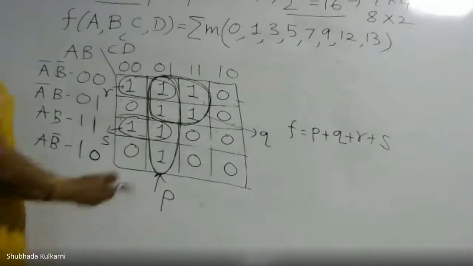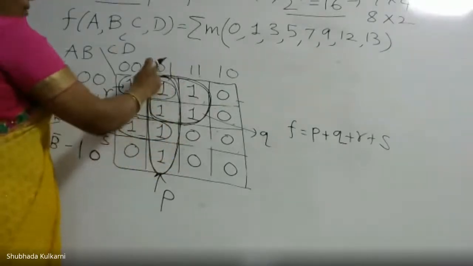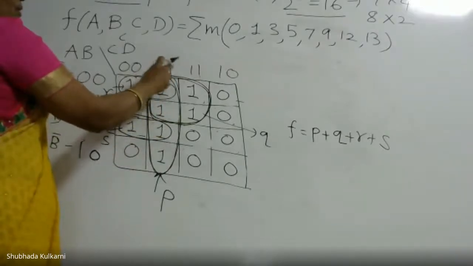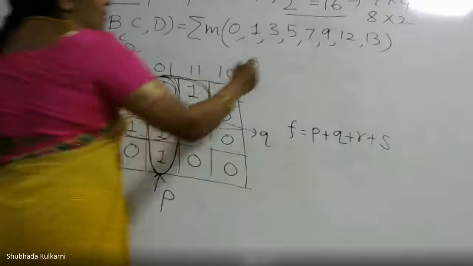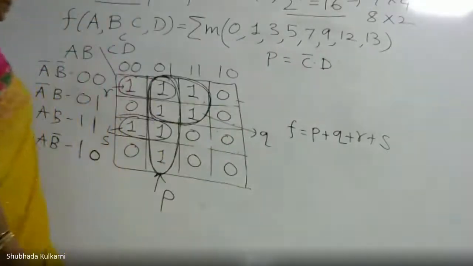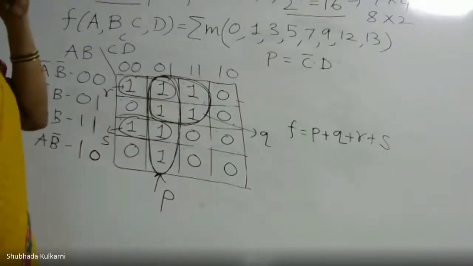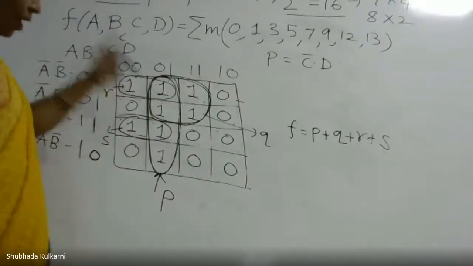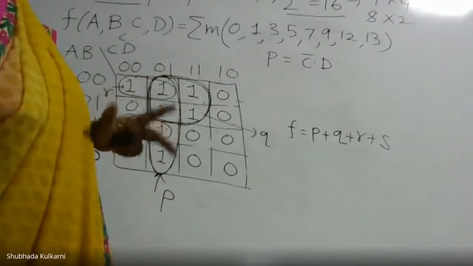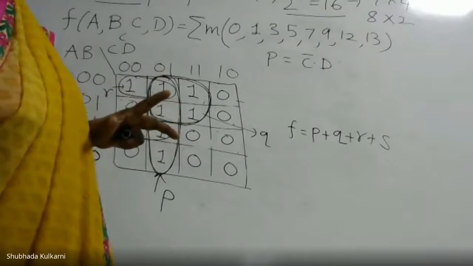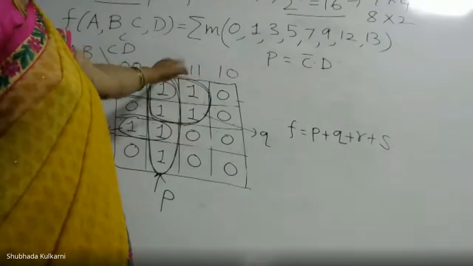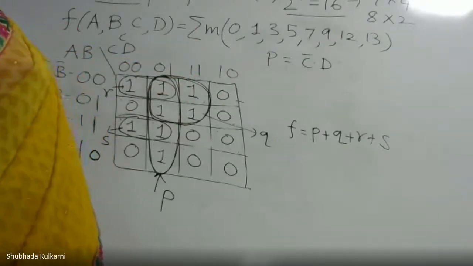What is constant for this particular group P? 0, 1 value on the column side. So C is 0, D is 1. So the expression for P is C bar D. What is the logic for that? A variable whose value is changing for a group is eliminated, and the variable whose value is constant for a group should be kept. And if the variable is 0, it should be complemented, and if the variable is 1, it is kept as it is.